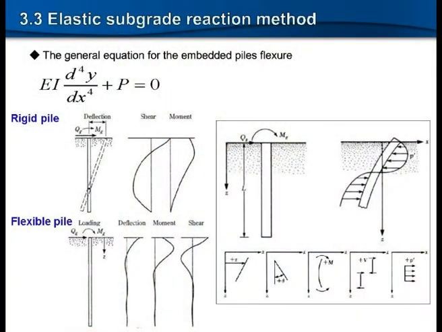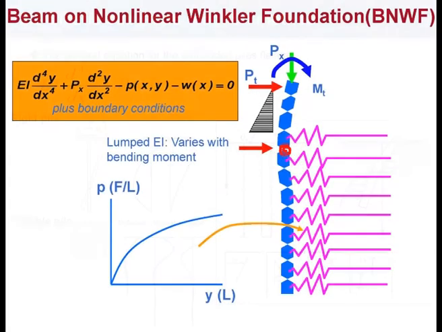So I'm just showing the elastic subgrade reaction method, one of the methods we use to solve horizontally loaded piles. EI d^4y/dx^4 is the first-order term. If we don't have vertical loading, in the previous governing differential equation over here, it's negligible.